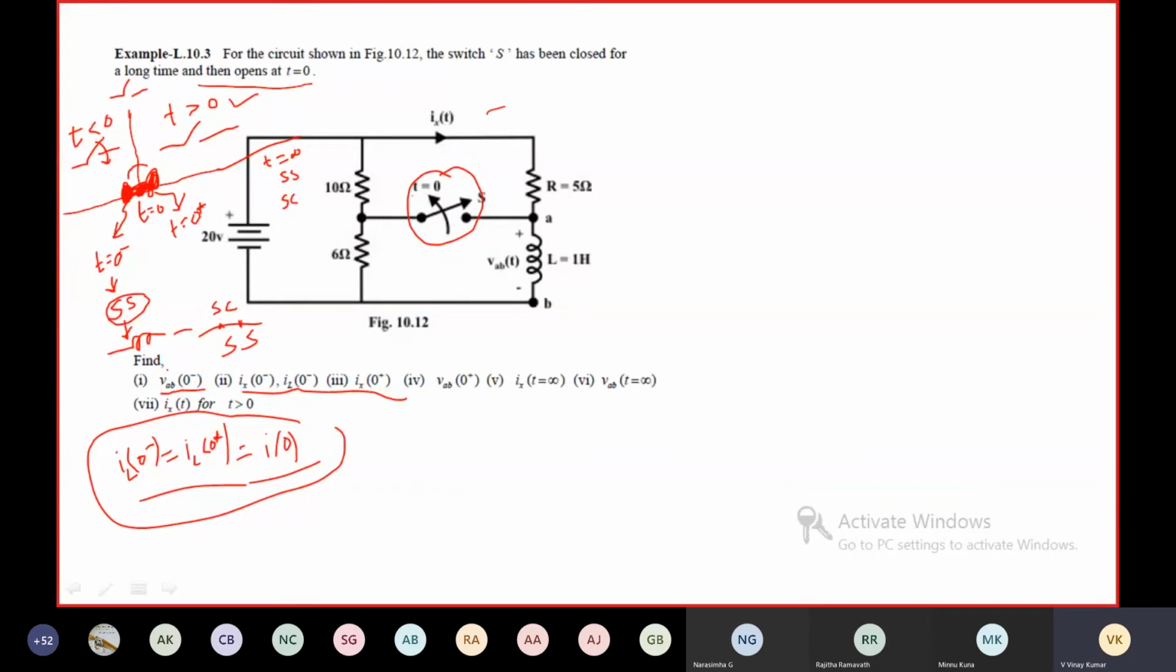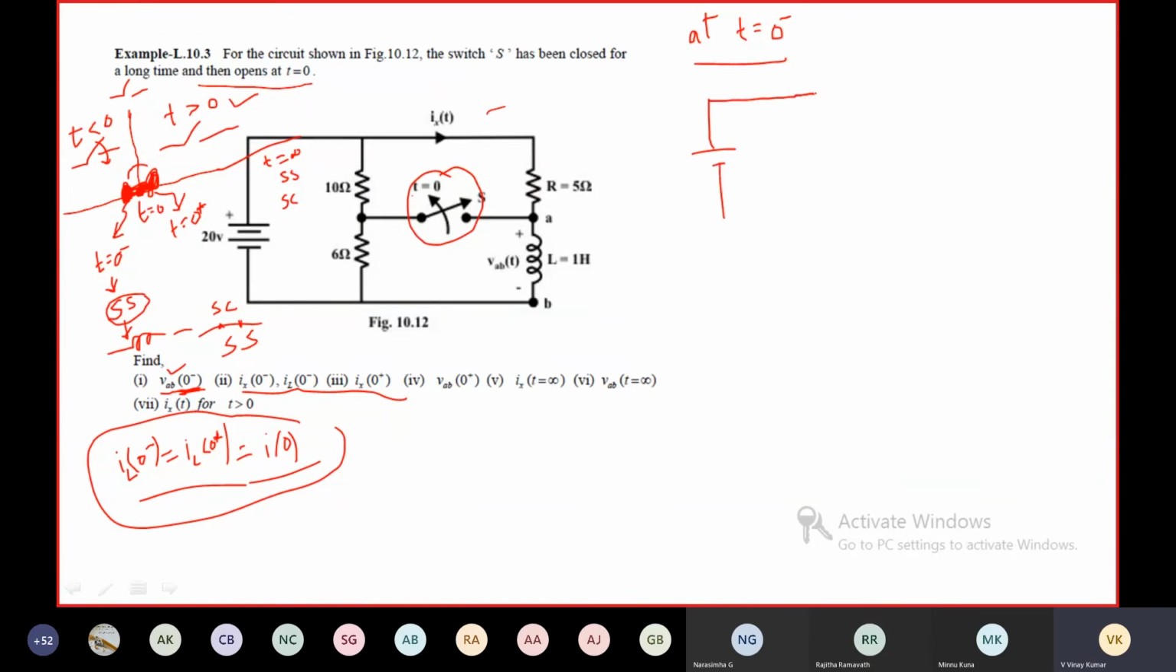So let us find one by one. First, let us find VAB of 0 minus. VAB of 0 minus means the voltage across the inductor at t equal to 0 minus. So at t equal to 0 minus, what will be the circuit? Okay, the circuit will be like this.